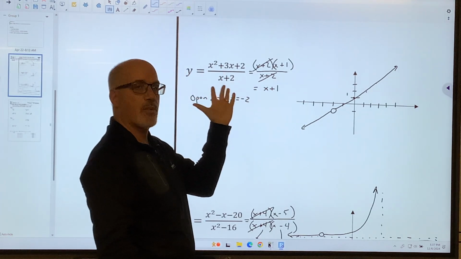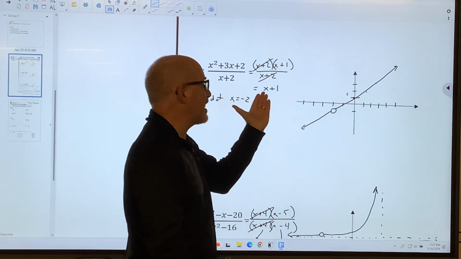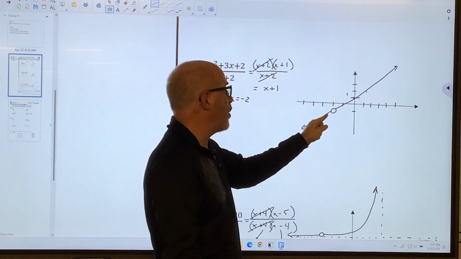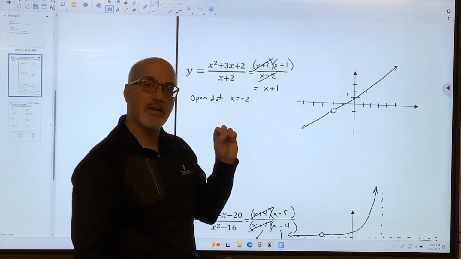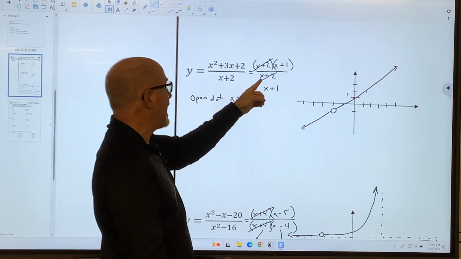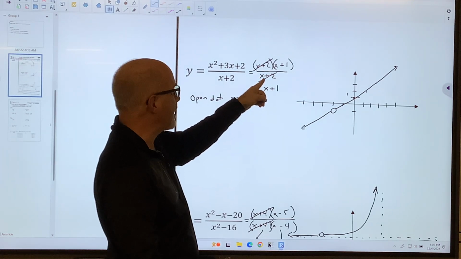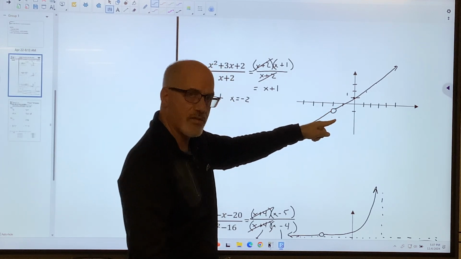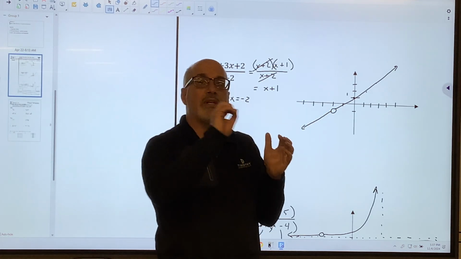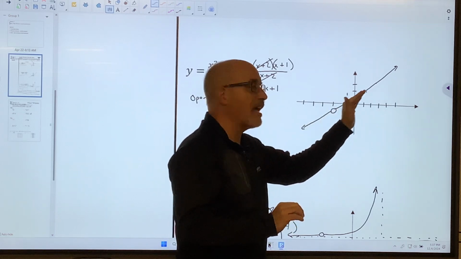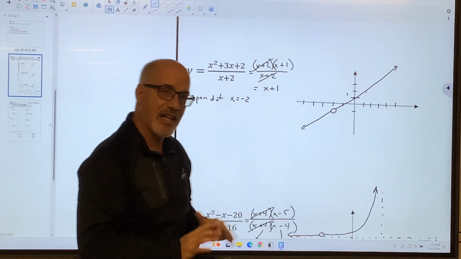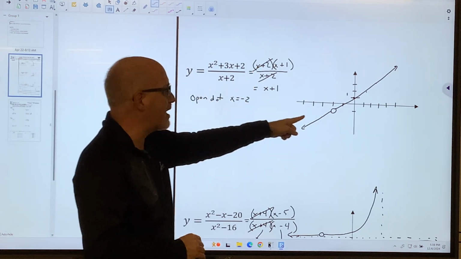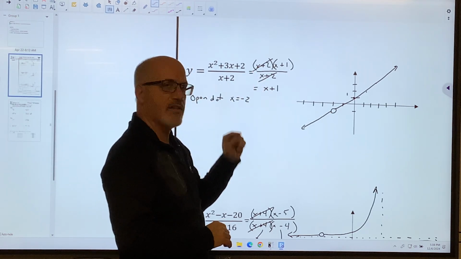The graph of this rational function will look exactly like x plus 1, that line, with the exception of an open dot at the place where the factors cancel. At x equals -2, if I put in -2, that would give me 0 there. I've got to put an open dot at x equals -2 on the graph to say that point's not allowed, but the rest of that line is, and that would be exactly what the graph would look like. So when you cancel those factors, you get an open dot at that x value of -2.